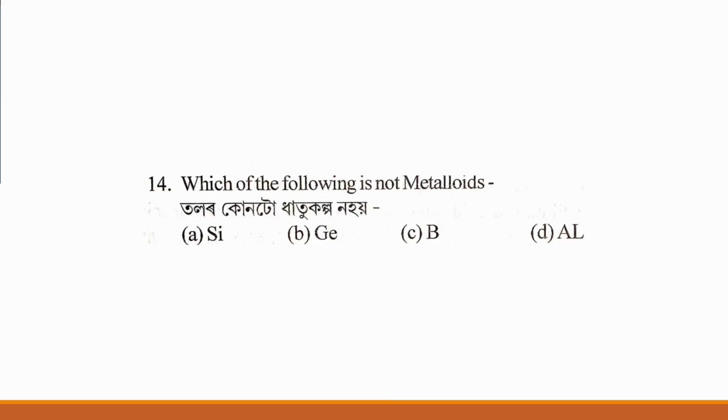Which of the following is metalloids? Okay. So we all know what a metalloid is. It has both the properties of metals and non-metals. So it is a very easy question.